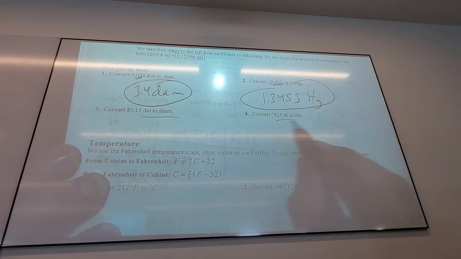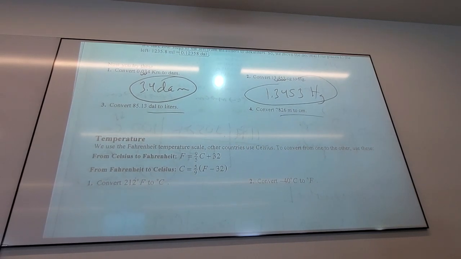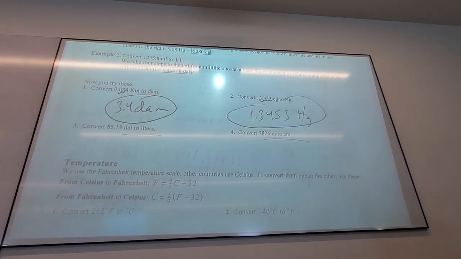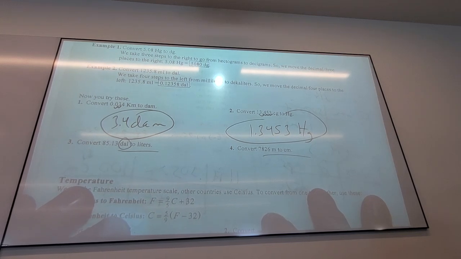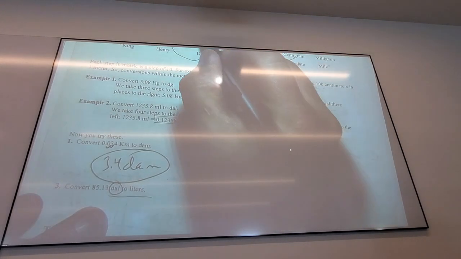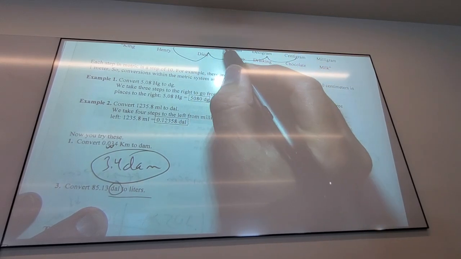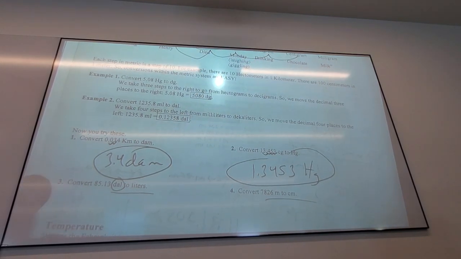And then these work the same way. You guys get the idea? I kind of want to get to the point where I can let you guys do some stuff. Yes? What does DAL stand for? Oh, what is DAL? Deca. So decameter is DAM, decaliter is DAL. Decagram would be DAG, D-A-G.